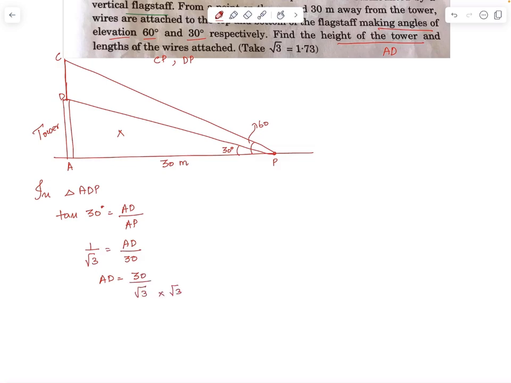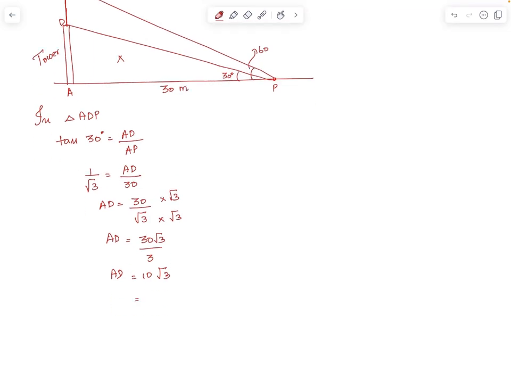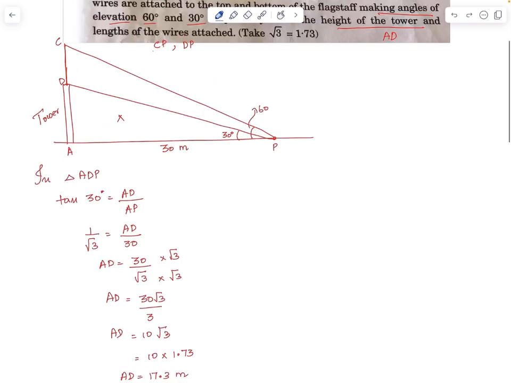Rationalizing this, we get 30 root 3 upon 3, which is nothing but 10 root 3. Substituting the value of root 3 as 1.73, AD is 17.3 meters. Next, we have to find the length of CP, that is this wire.